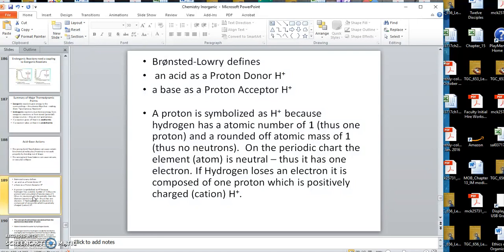There are different definitions for an acid and a base, but one definition, according to Lowry Bronsted, is that an acid is a proton donor, an H plus donor, and a base is a proton acceptor. An acid is symbolized by H plus, which is a proton. It uses hydrogen because hydrogen has an atomic number of roughly 1 and an atomic mass of 1. Therefore, hydrogen has 1 proton and, since it's neutral on the periodic chart, 1 electron, but it doesn't have a neutron. So if you lose the electron, you're basically a raw proton. So it's symbolized as that.